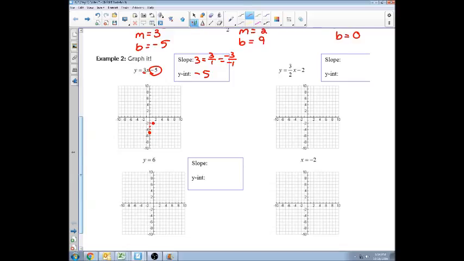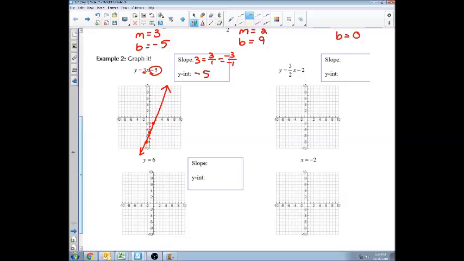My other slope, my negative 3 over negative 1, tells me I'll go down 3 and left 1. So down 1, 2, 3, left 1. Make a point. I'm going to make a line that goes all the way through the entire graph. And I am done. I have graphed y equals 3x minus 5.